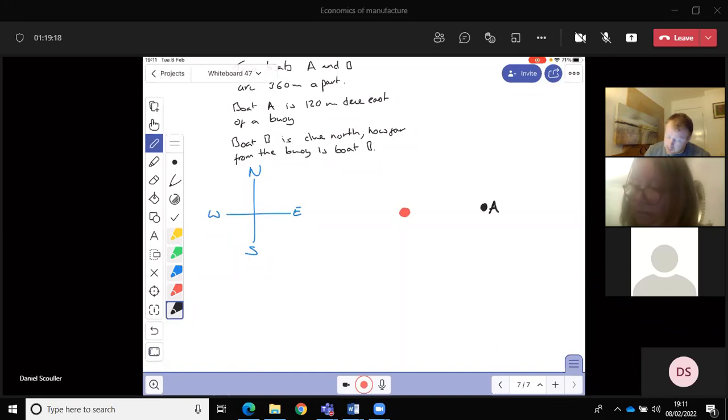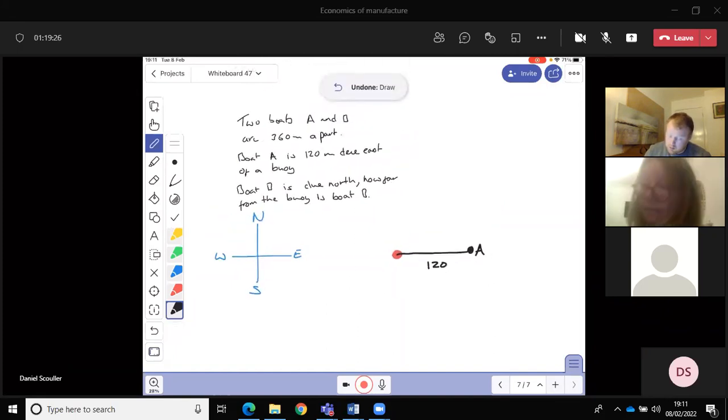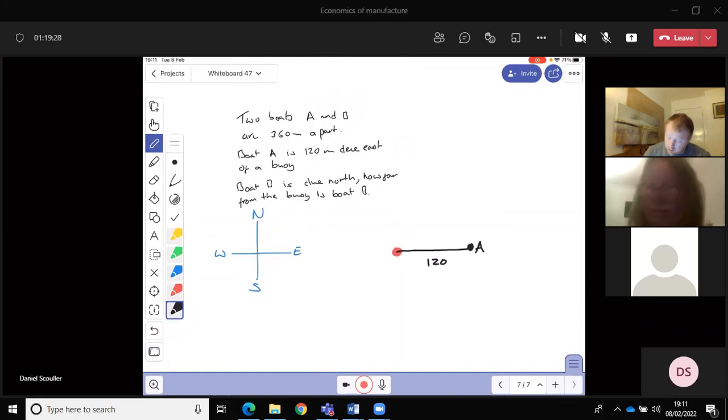Okay, so that distance is 120 metres. Okay. Boat B is due north. Okay, so straight up. We don't know the distance away from the buoy that is. Okay, so we don't know what that side is.